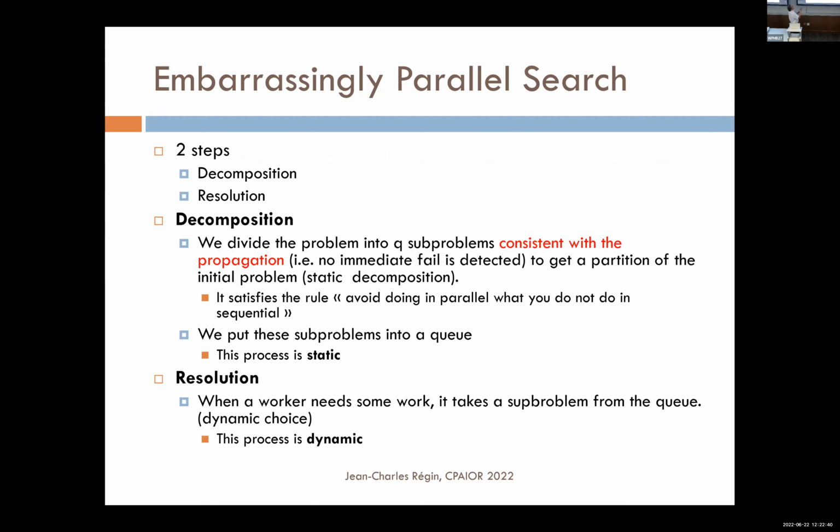So if we look at embarrassingly parallel search, we have two steps. One step, which is called the decomposition, in which we are going to decompose my problem into a certain number of sub-problems. And we want those sub-problems to be consistent with the propagation. That is, when we run the propagation on this sub-problem, we don't detect any failure.